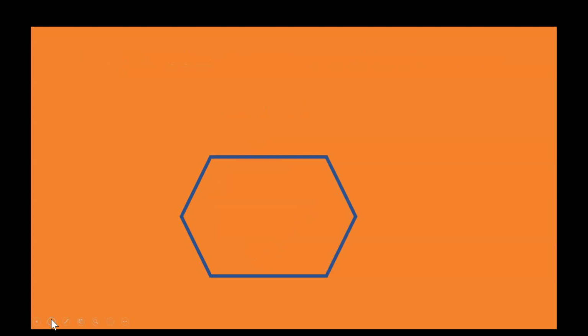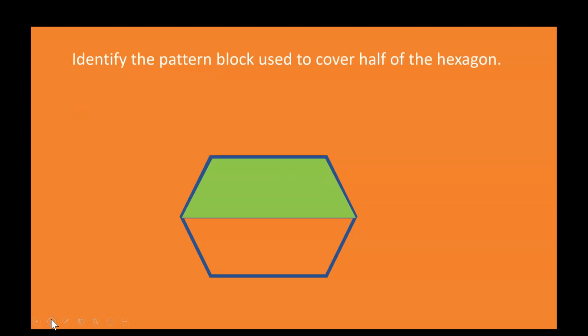Alright, I'm going to cover half of this hexagon. And can you identify the pattern block that's covering half of the hexagon? Did you say a trapezoid? Or if you said a quadrilateral, that would be correct too, or a parallelogram.